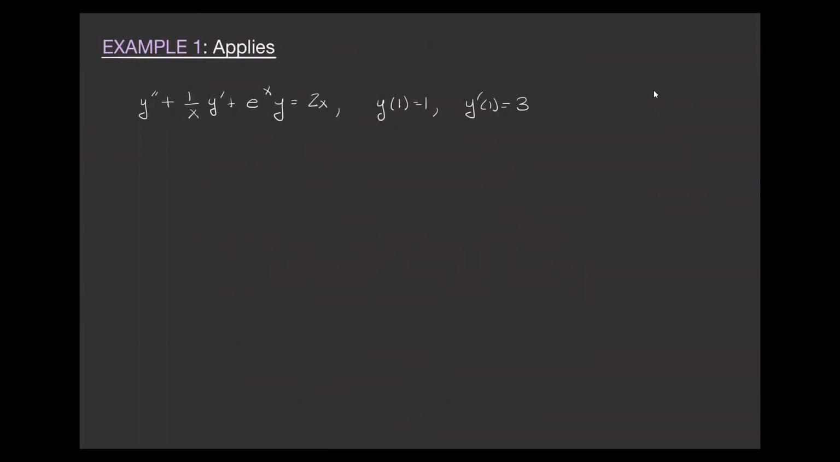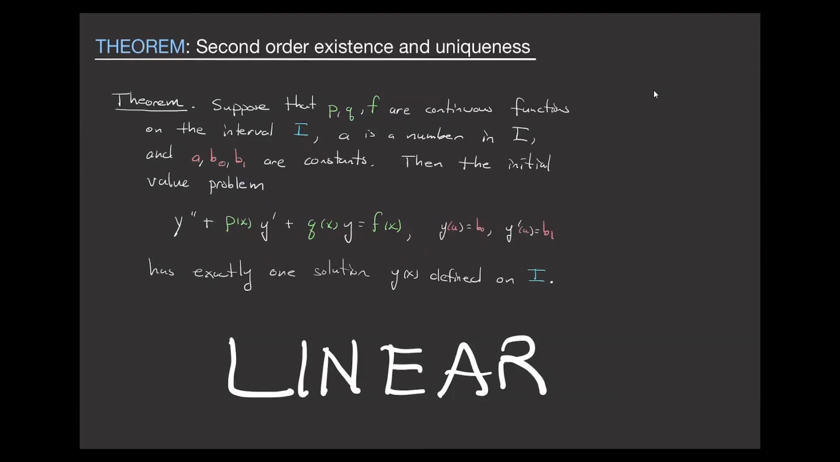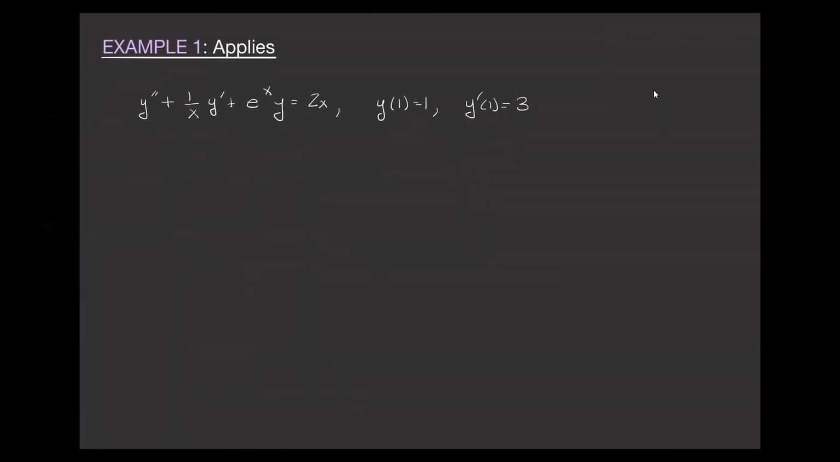Here we have a second order differential equation along with initial value information. Flipping back to the theorem, this says that P, Q, and F should be continuous on an interval, and that interval should contain A. The A in this case is equal to 1. So our A is equal to 1, and we want to look at an interval containing 1.